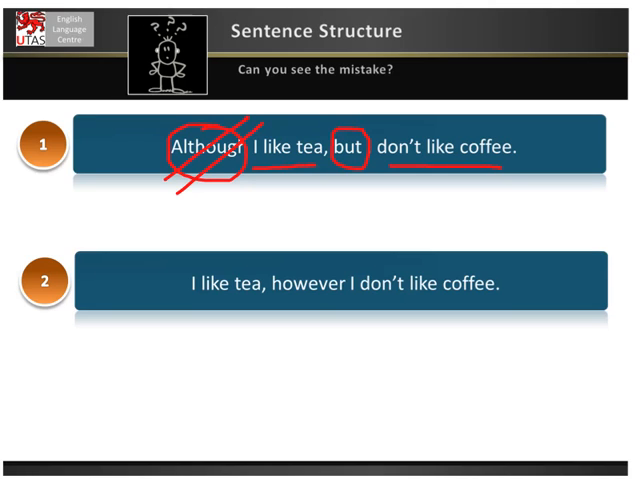In the second example, we can see again the writer has chosen a good joining word but used it incorrectly. I like tea, however, is actually used with a full stop. This is a number 3. So it must be used after a full stop. I like tea. However, comma, I don't like coffee.